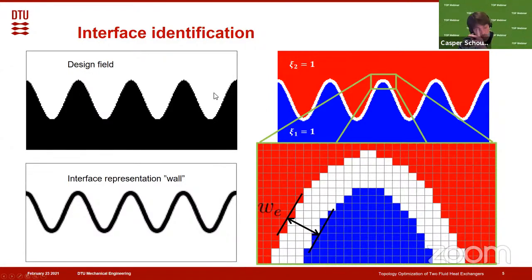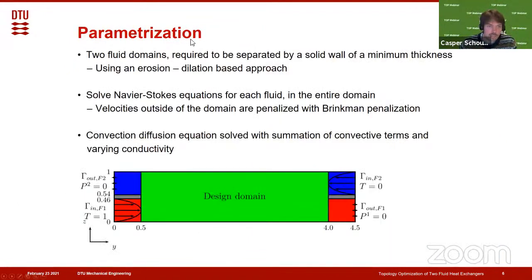And of course, since we use constant density elements, then based on how you do the exact thresholding, you might get four or five elements in the thickness. So here it's a bit over-exaggerated, of course. If we look into how we then parameterize the physics, we use two fluid domains because we would like to represent two fluids and a single wall. Each of the fluids is represented in the entire domain, and they will be separated by a solid wall using the minimum thickness as shown before, using this erosion-dilation based approach.